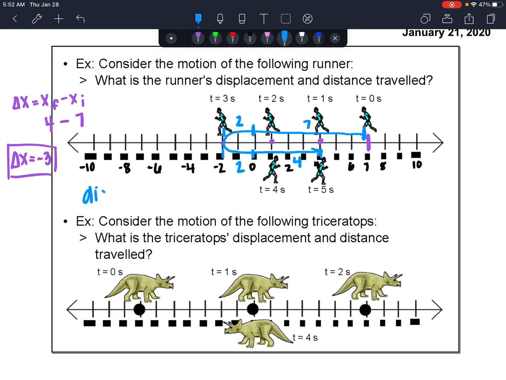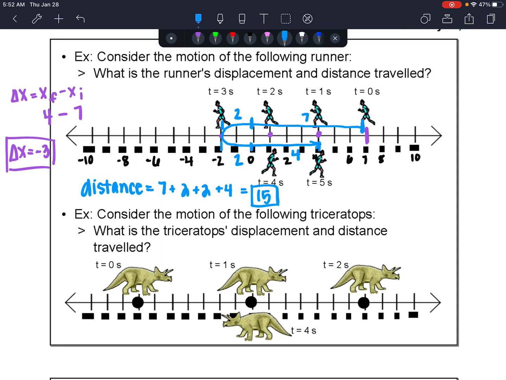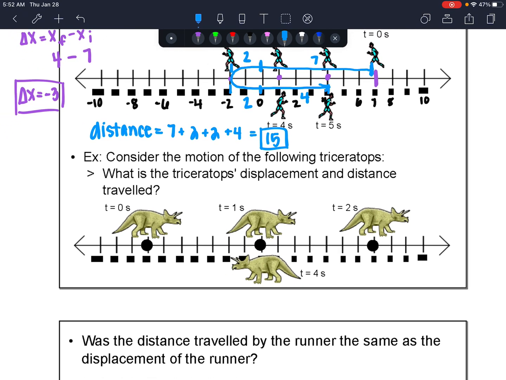So my distance is going to be the sum of all of these lengths. So 7 plus 2 plus 2 plus 4 gets me 8 plus 7, 15 units. Skadoosh. So hopefully that one made a little bit of sense, and if not, the explanation hopefully clarified for you so that you're ready to move on to the next one and try it.